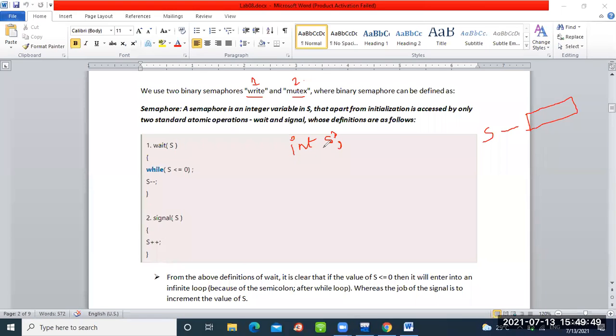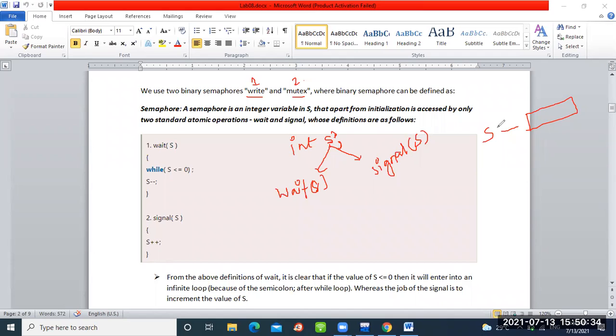But this s has only two atomic functions. If I say this s is a semaphore of integer type, then s will perform only two atomic functions. The first atomic function is wait, so wait of s, and the other atomic function is called signal. Only these two functions can be operated on this semaphore s, and remember s is an integer variable.